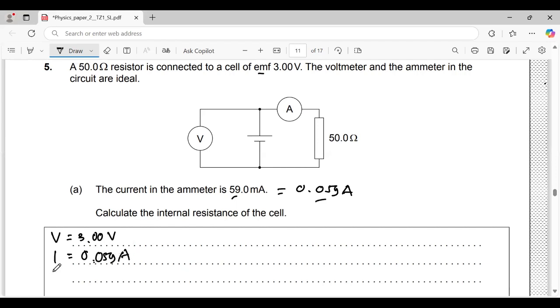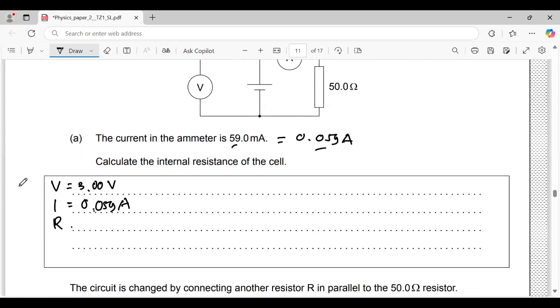Okay. And next is the total resistance R. The next step is we can calculate this resistance through this formula: R equals EMF over I, which is 3.00 over 0.059, and the result is 50.85 ohms.